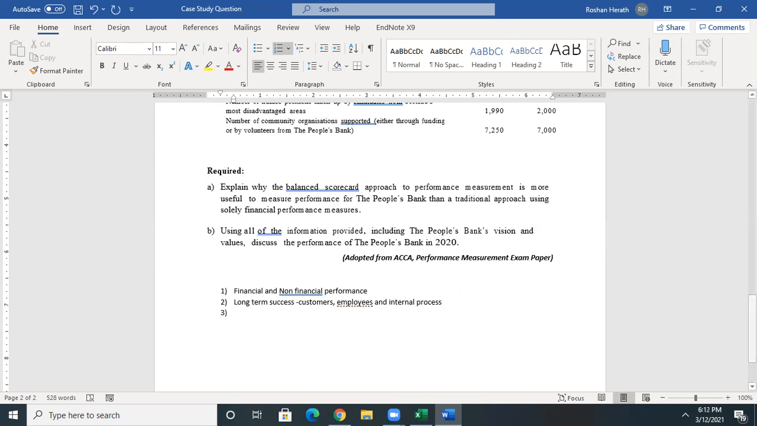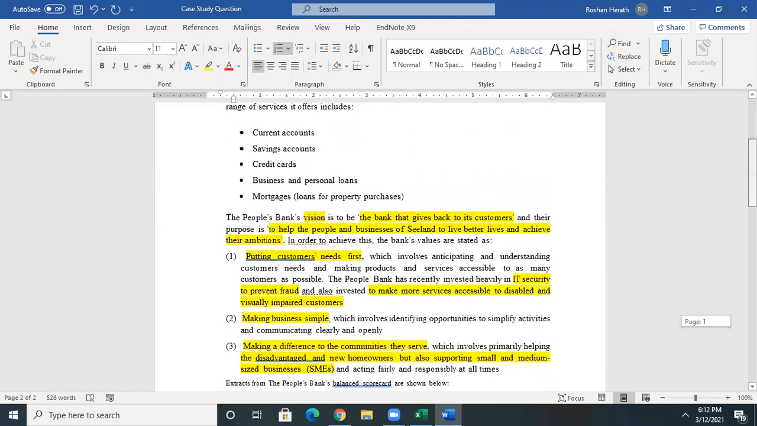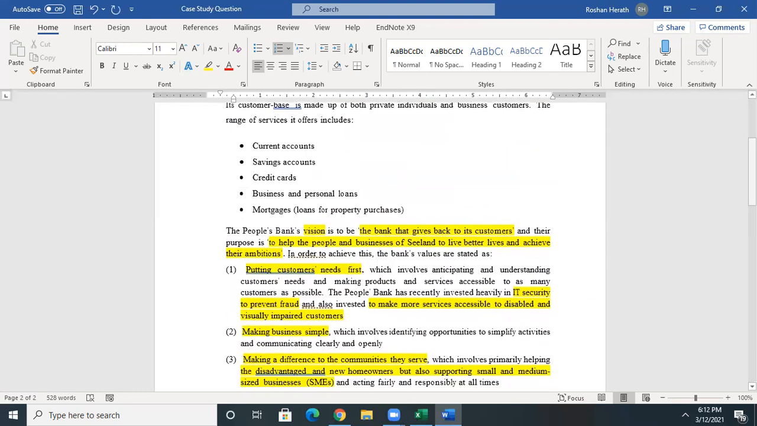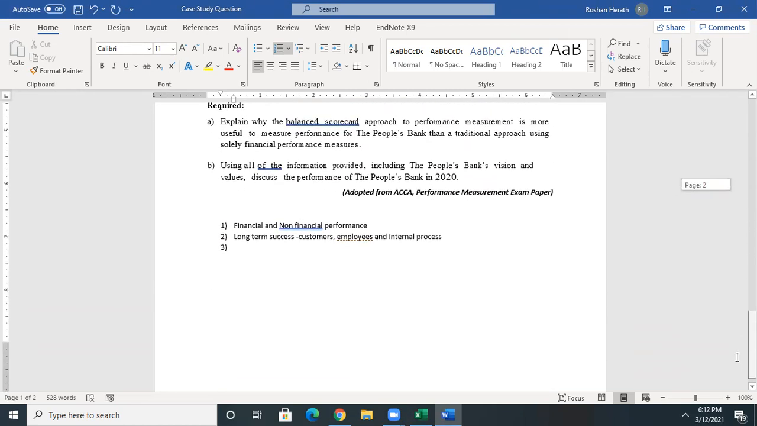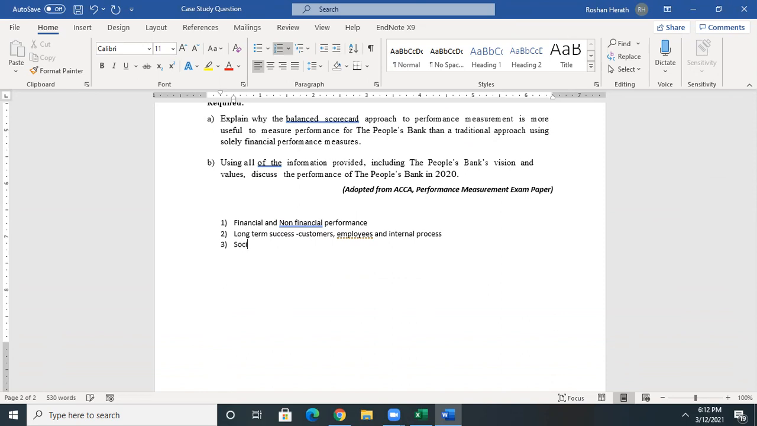And another thing we can say is that in this case, the main objective is more than money. Their vision is about the bank that gives back to its customers. It's more or less a kind of social objective. So you find it difficult to handle a social objective using financial performance measures alone. You find that both financial and non-financial performance indicators are necessarily needed. So that's another point you can highlight.